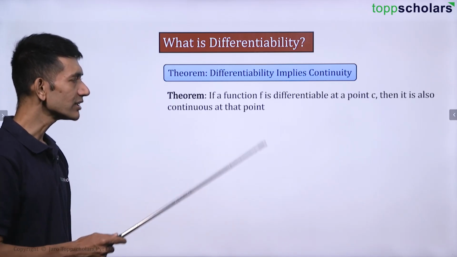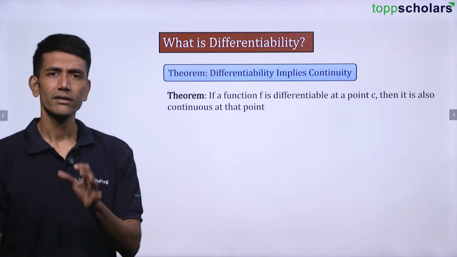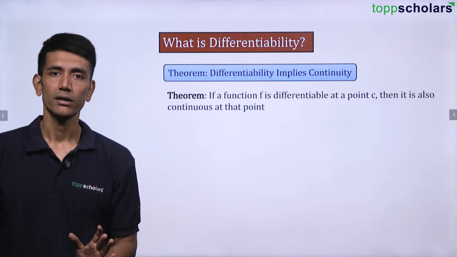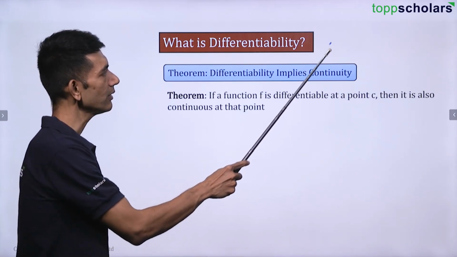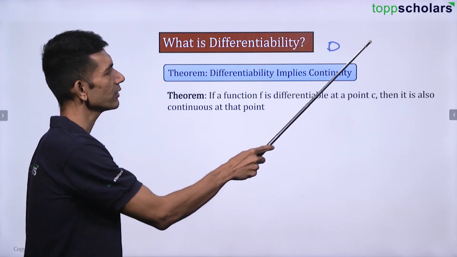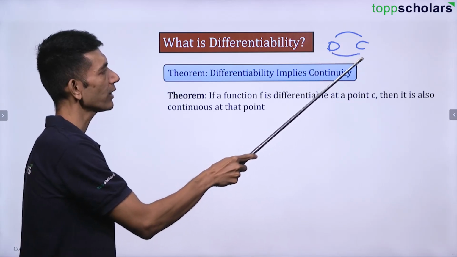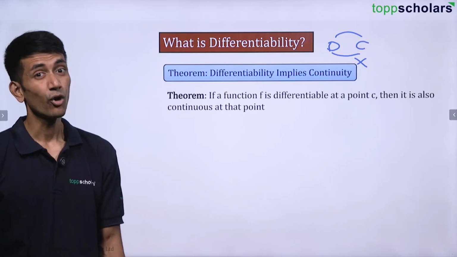Now, if a function is differentiable at a point c, understand this. Whenever the function is differentiable, then it is also continuous at that point. So if the function is differentiable, it is continuous. Differentiable, then it is continuous. But the vice versa may or may not be true. If the function is continuous, it may or may not be differentiable.